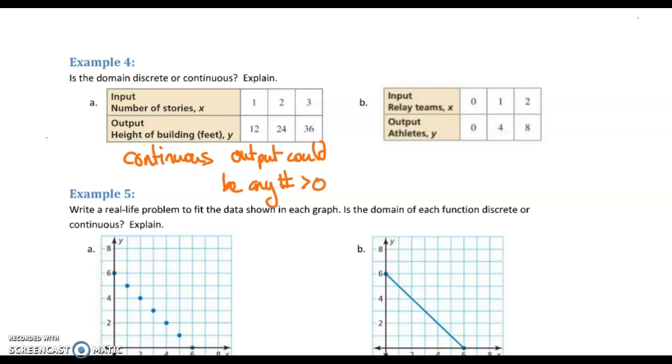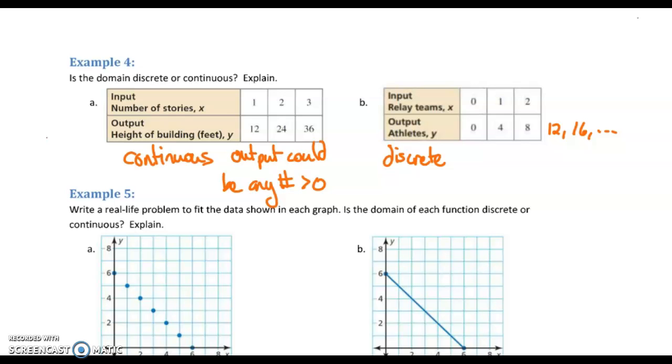Okay, let's look at relay teams and athletes on B. So relay teams, can you have a partial team? Can you go to a track meet and say, hey, we don't have all of our people here, so we're just going to compete in the 400 relay with just 2 athletes? You can't do that. You have to have 4 people on each relay team. So that is discrete because you can't say, hey, I'm going to race with just half a team or just 1 person. So your numbers on your output are going to be in multiples of 4. You can have no teams. You can have 4 people, which is 1 team, 8 people, 12 people, 16, and so on. So it's discrete because your output has to be very specific numbers, not the numbers in between.